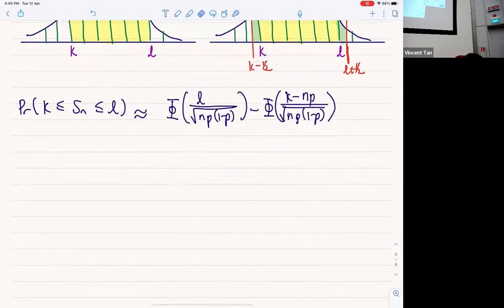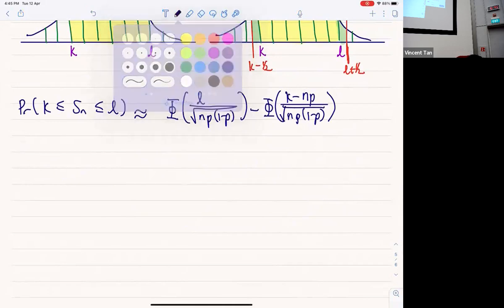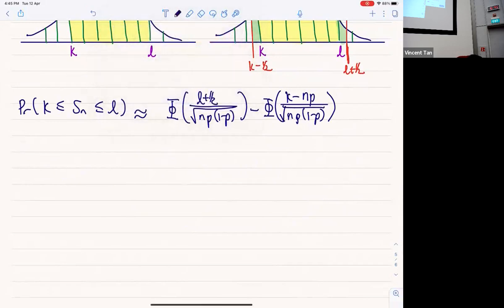Instead of L here, we will have the continuity correction: plus half, very ugly, minus np. And for K, we will have to decrement it: minus half minus np. So that is our correction, okay? That is the small little correction that one does. For binomial, we only do this for binomial, okay?